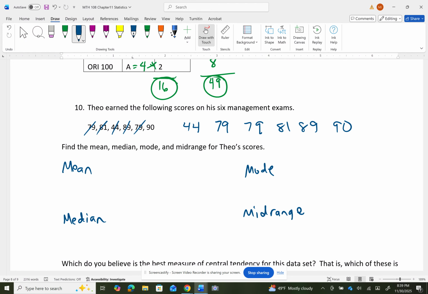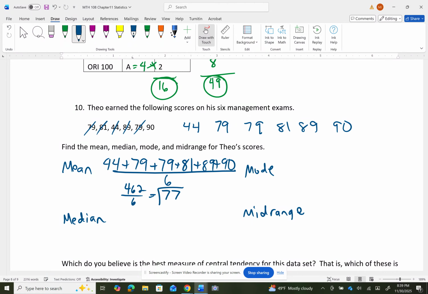All right, so for the mean, I would add the 44, the 79. They didn't really have to be in order, right? But I would add up all of those values. And I would divide it by 1, 2, 3, 4, 5, 6, how many I had. And that 462 divided by 6 gives me 77 for the mean.